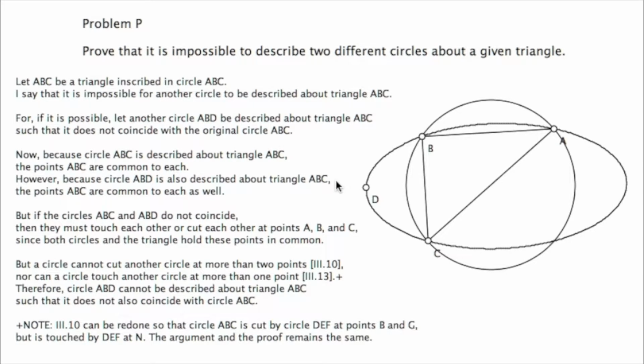Welcome to problem P. Now in problem P, we are trying to prove that it is impossible to describe two different circles about a given triangle. So here we have triangle ABC, and we are trying to prove that if you put ABC inside of a circle, like we've done here, there's only one circle that will actually go around ABC, touching all the corners. There's only one way, in other words, to circumscribe triangle ABC.